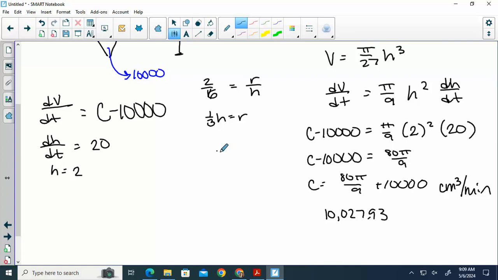Is that okay? Okay, are we feeling better about the rates? You just have to realize if I'm talking about how things are changing over time, that's when everything gets a d something dt with it.